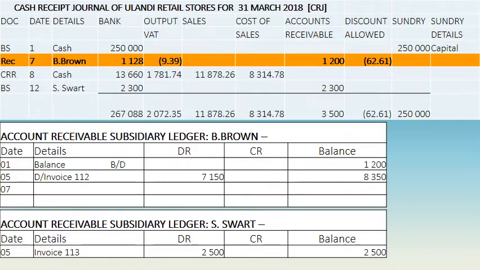Therefore, we will go to B. Brown's account. On the 7th, show receipt 24. On the credit side, show the amount that was being settled, in this case 1,200. Under the balance column, calculate the new balance that is owing, which is now 7,150 rand.